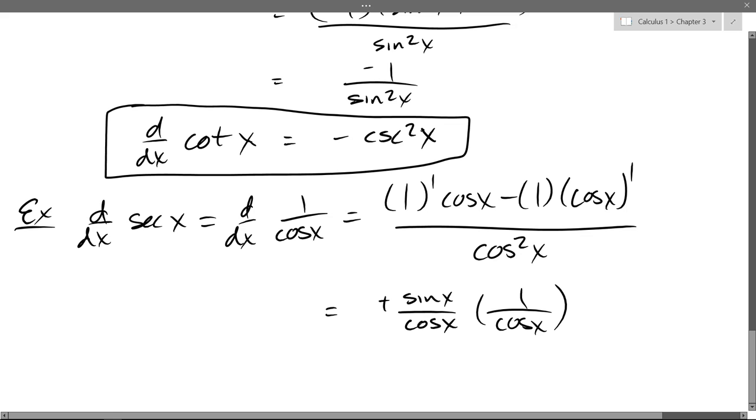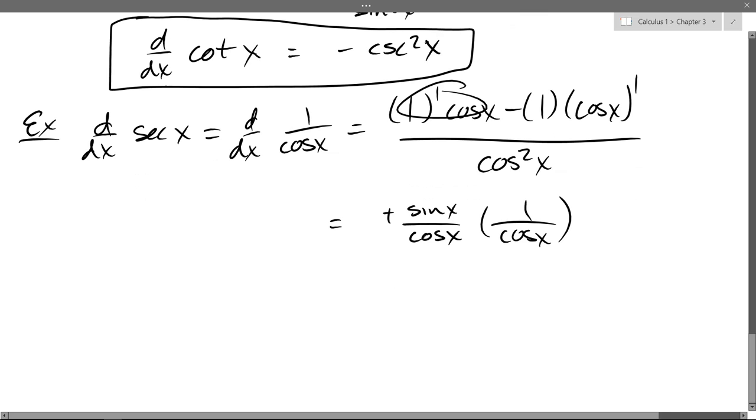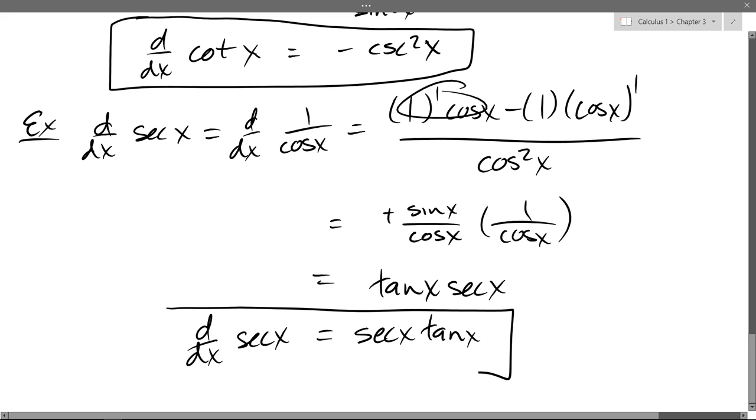So the first term cancels out to 0. The derivative of cosine is negative sine, so we get positive sine. And I just wrote the cos squared as cos times cos, like this. Because what I'm about to do is sine over cosine is tangent, and 1 over cosine is secant. So this is tangent times secant. For some reason, everywhere I've seen it written, secant always appears first. So we'll write it as secant tangent. That's the way most people have written it and remembered it. So the derivative of secant is secant tangent. And now you know why.